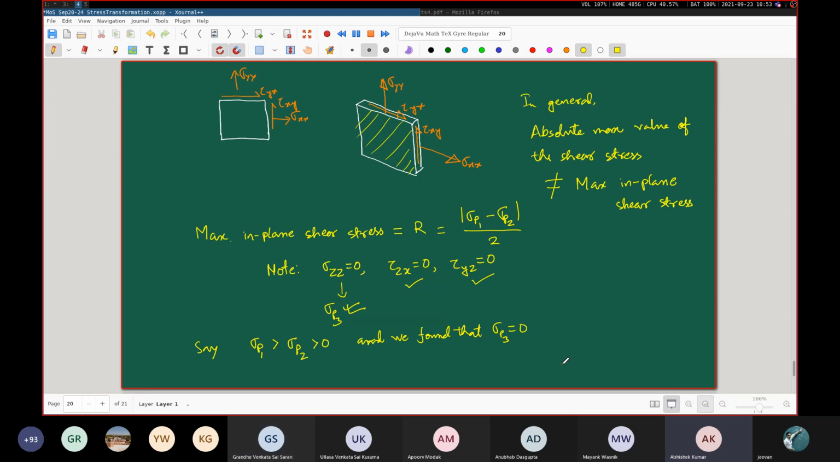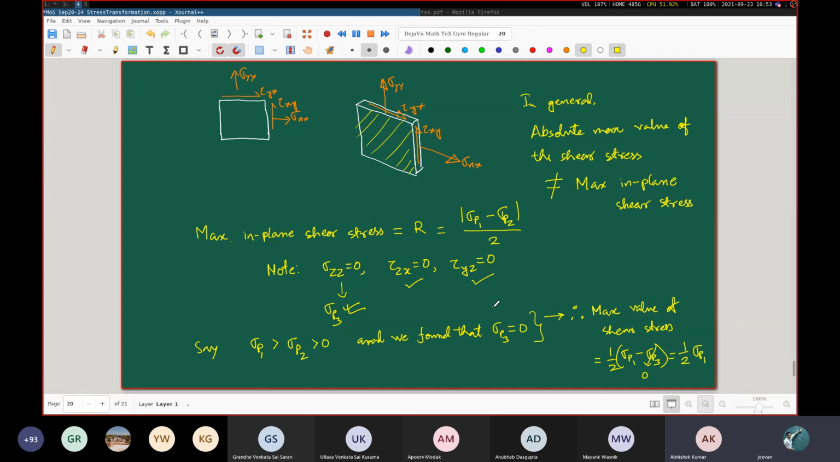Sigma P1 by 2. Yes. So therefore, the overall maximum value of shear stress is equal to half of sigma P1 minus sigma P3, and this sigma P3 is equal to 0. So this is equal to half of sigma P1.